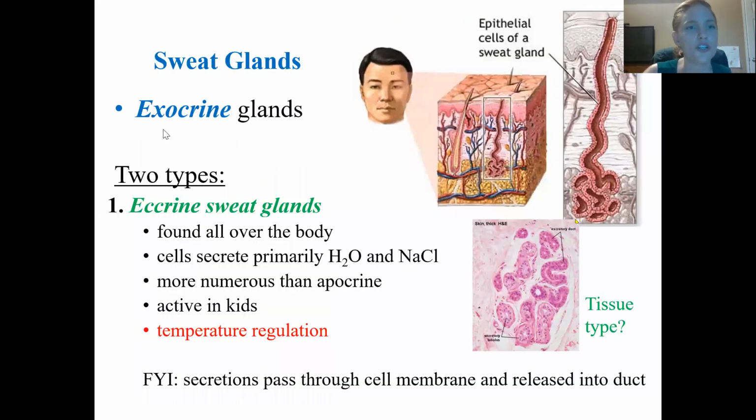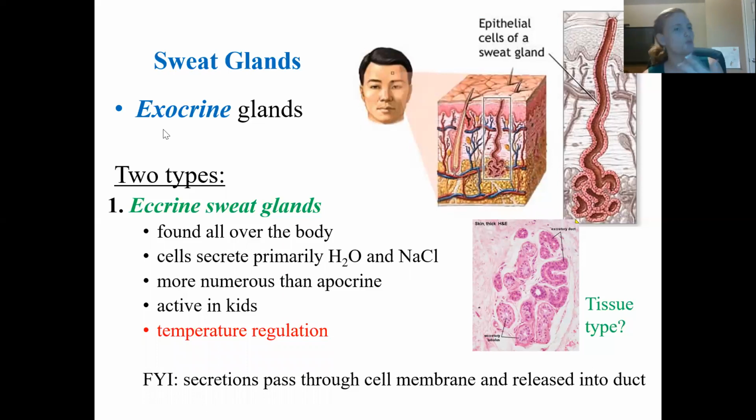Okay, now on to the sweat glands. There are two different types of sweat glands, and they both secrete sweat, but they're different types of sweat. The first one we're going to talk about is an eccrine sweat gland. The eccrine sweat glands are the typical sweat gland, which means that it secretes the sweat that's going to be used for temperature regulation.